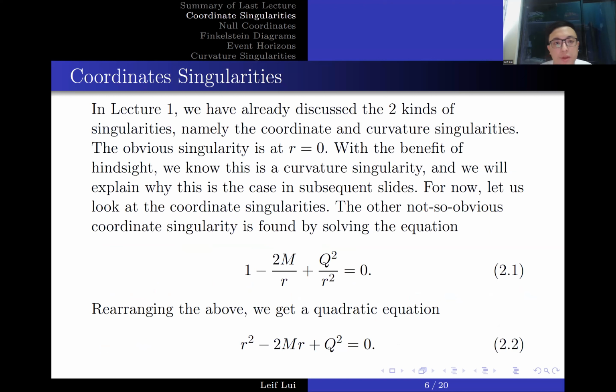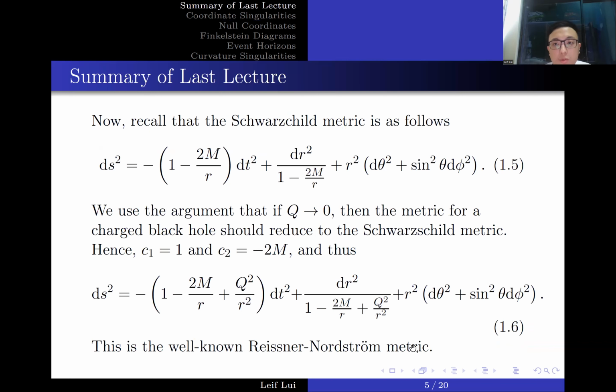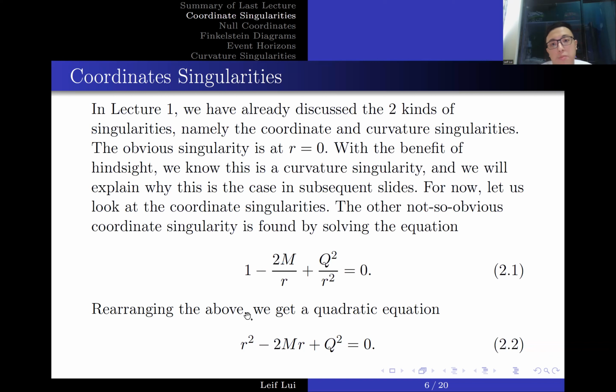So now let us talk about coordinate singularities. In lecture 1, we have already discussed 2 kinds of singularities, namely the coordinate singularity and the curvature singularity. So let's go back to this equation. We can see that here r equals 0 is obviously a singularity, because if r equals 0, this diverges, but it's in the denominator, so this could be 0, but the time component still diverges. However, with the benefit of hindsight, we know that this is a curvature singularity.